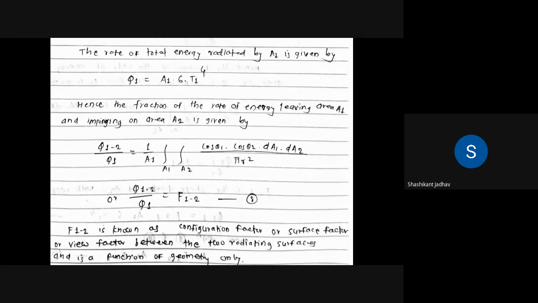Okay, so F122 is known as configuration factor or surface factor or view factor between the two radiating surfaces and is known as a function of geometry only.